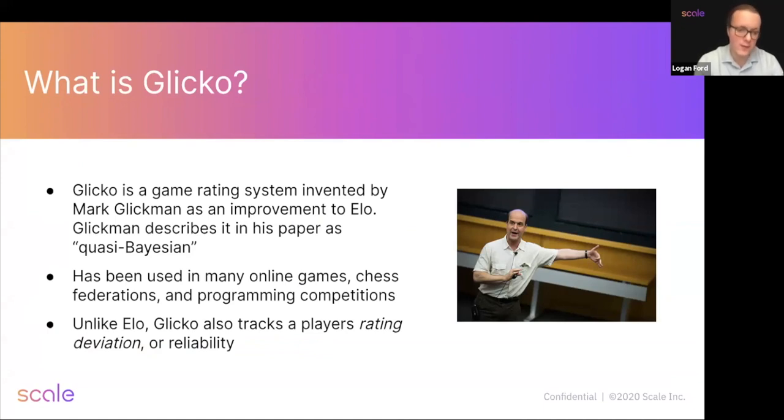And one key difference from Elo is that it tracks rating deviation, or reliability. So the thinking here is that rather than just having one number describing what your skill level is, we also have a certain amount of confidence in what your rating is, or maybe your rating falls within a range. So we can describe your skill level at the moment as a distribution of possibilities, your possible real skills, rather than just a single number.